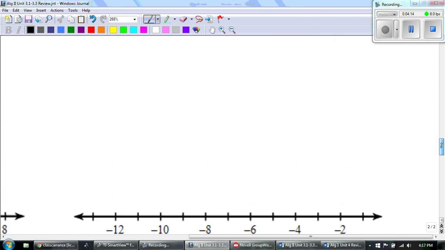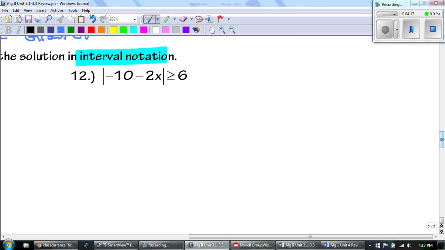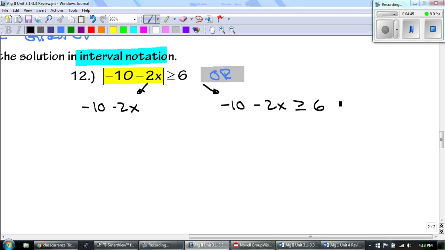Next one. Number 12. The inequality is by itself, greater than or equal to, so this is an or. When we have an or, we write it down twice. Negative 10 minus 2x, negative 10 minus 2x. One is the same, greater than or equal to 6, and the other one we have to flip and set equal to negative 6. So there's my or.